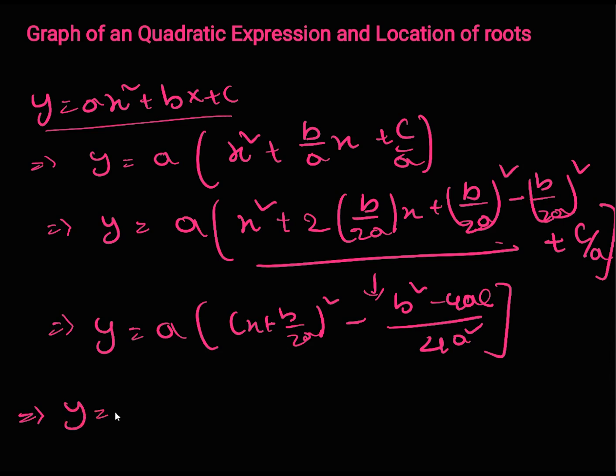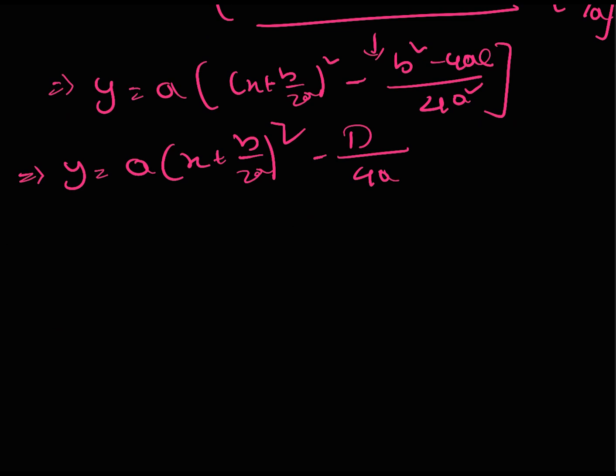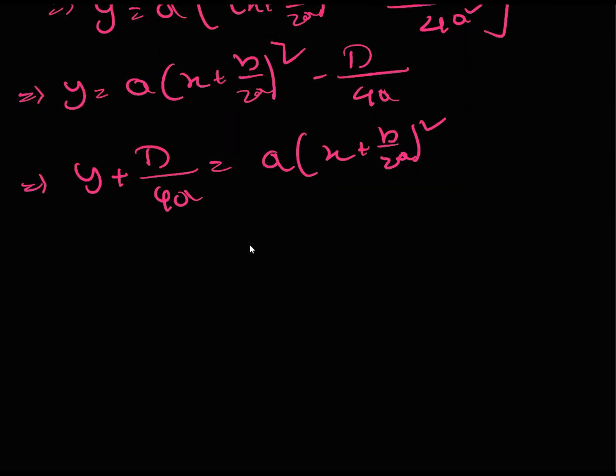Now this can be written as y equals a times x plus b by 2a whole square minus, we can write b square minus 4ac as D, the discriminant of a quadratic equation, D by 4a. That means we get y plus D by 4a equals a times x plus b by 2a whole square. Now, this equation is in the form of y equals a x square. Now we know the graph of this equation.